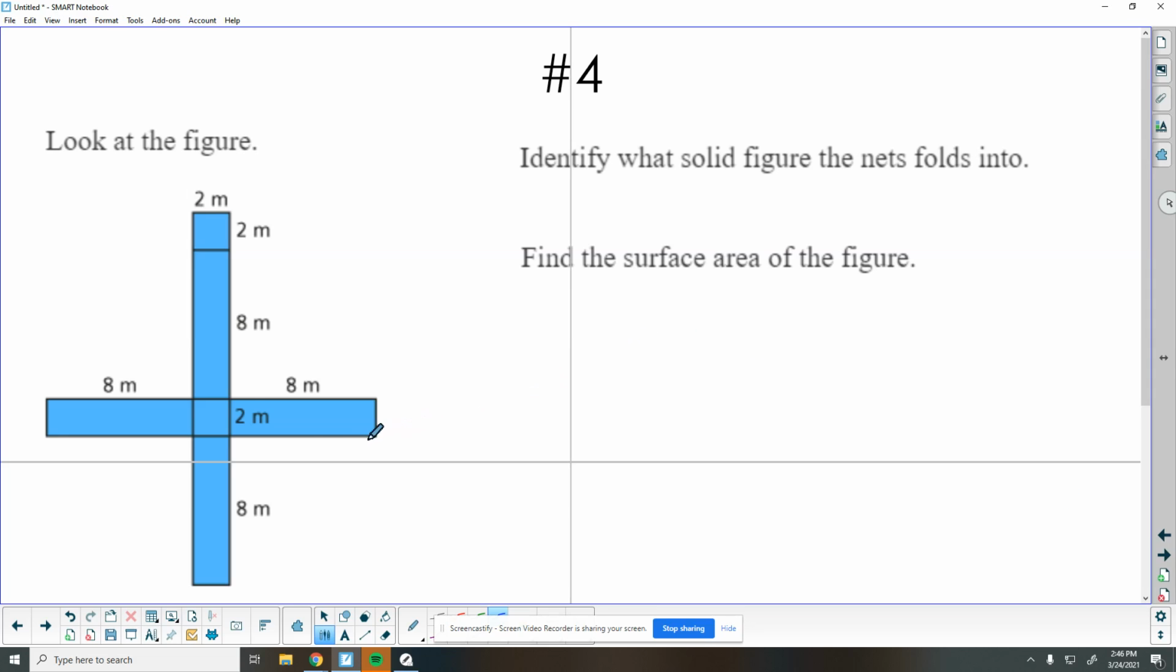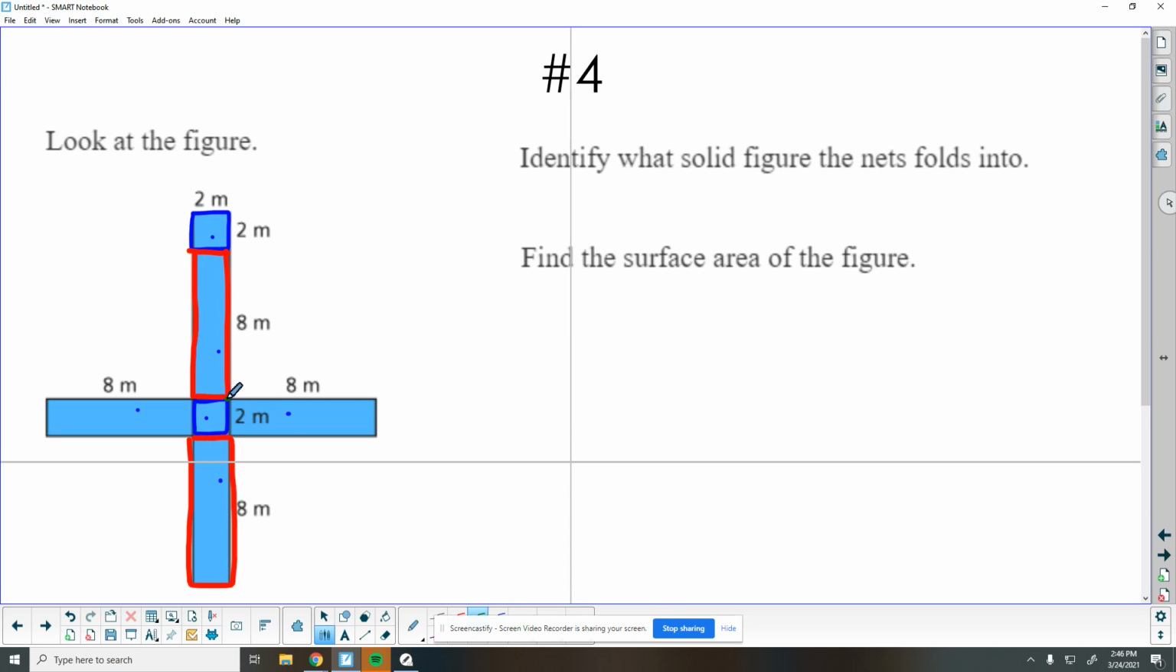Number 4, what shape is this going to fold into? So I can see it has a top and a bottom, 2 sides, front and back that are all the same. And it's not all square, so this is a rectangular prism. And to find the surface area, we're going to find this piece here, 2 by 2, which is the same as this one. So we have 2 of those. Then we're going to find this one is 8. And this piece here is the same as the blue one, 2. This is 8 by 2. So that means this piece is the same, 8 by 2.